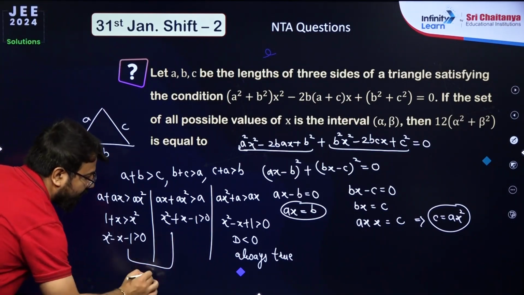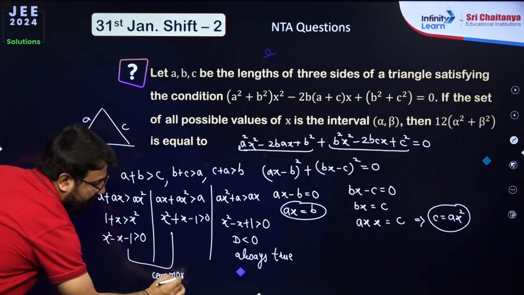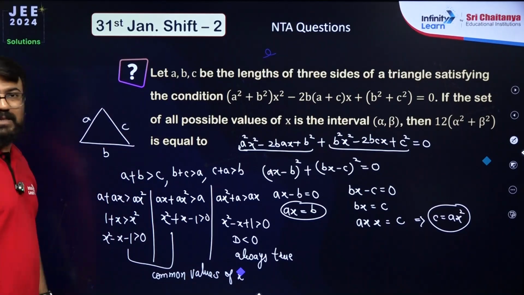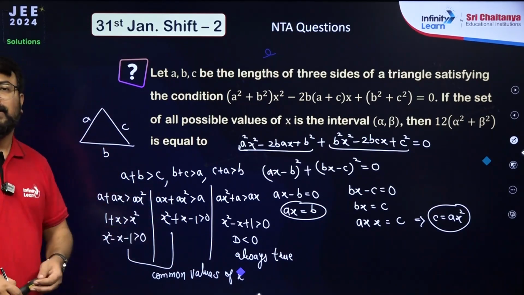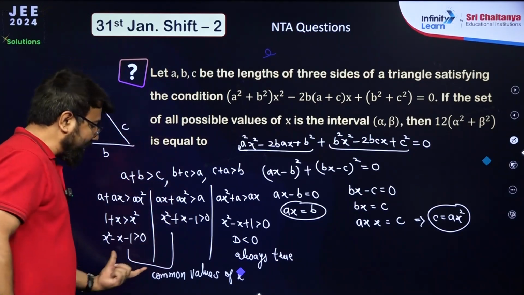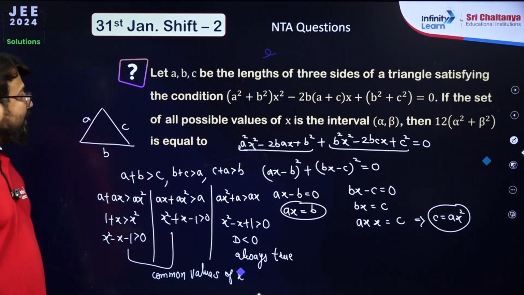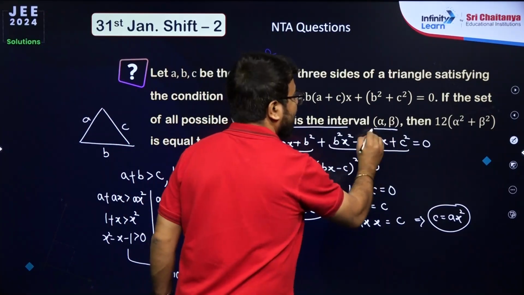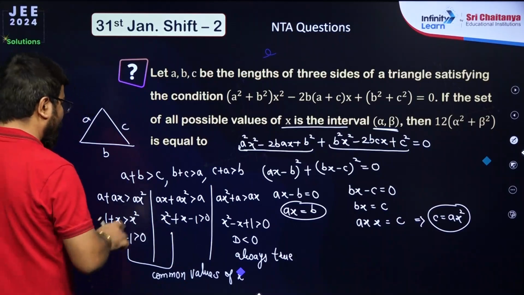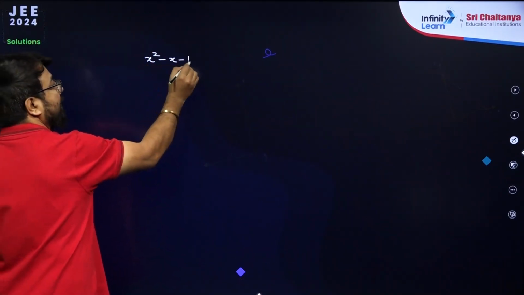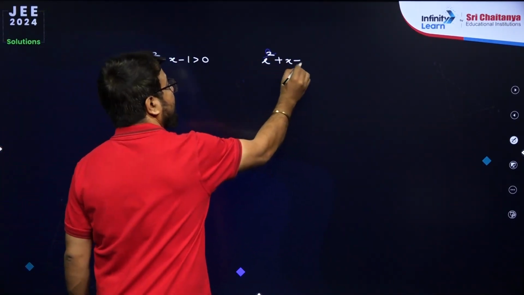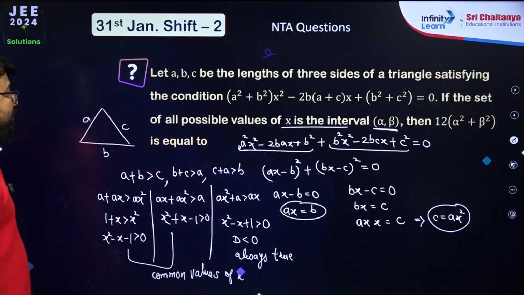So I want to find the common values of x from these two inequalities. First of all, factorize it, and you can use the wavy curve method to get the intervals of x and take the common values between these two. So they have said that all possible values of x are between alpha and beta. So I can say that the common values for x square minus x minus 1 greater than 0 and x square plus x minus 1 greater than 0. Are you getting my point?